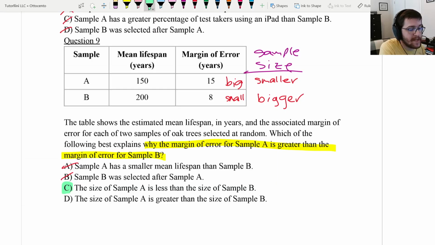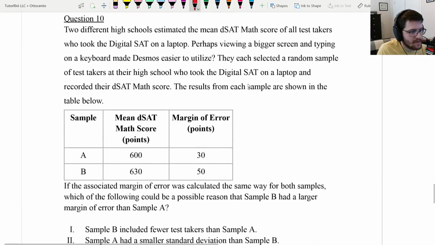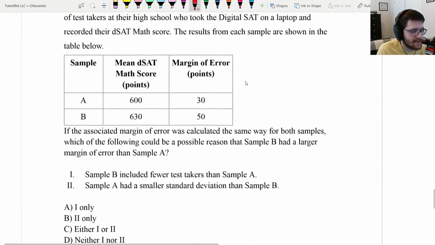Sample A is greater than the size of sample B. That does not make sense. Sample B is the bigger one. So that one is wrong. Do one final check. Okay, big margin of error. Less accurate, so they must have studied fewer trees. Good. Okay, let's look at question 10.